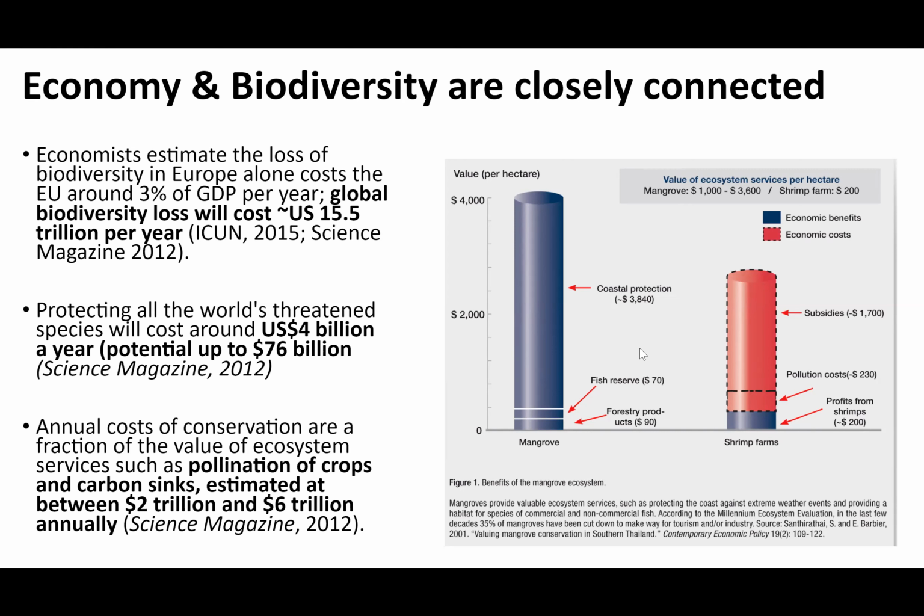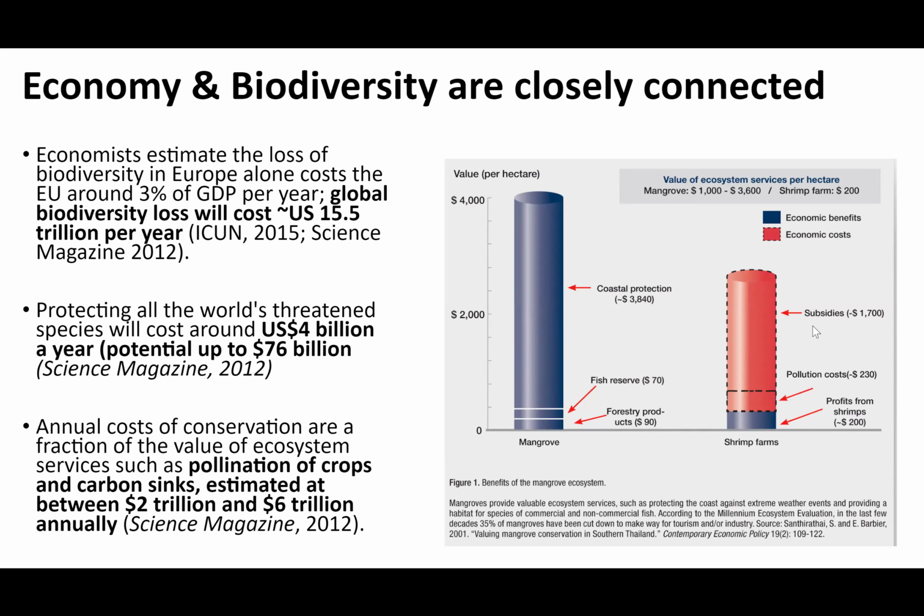They're also fish reserves, because mangroves are great fish nurseries, and they provide about $70 per hectare per year to local fisheries. And they provide forest products, i.e. when you cut a mangrove tree down, you can sell it for about $90 per hectare per year. So they provide both regulating services as well as provisioning services at a value of about $4,000 per hectare.